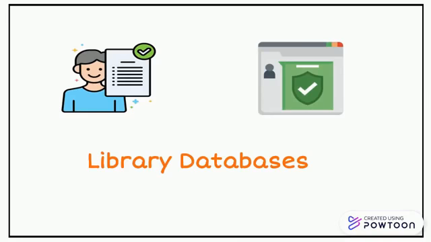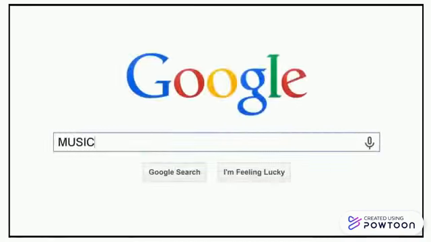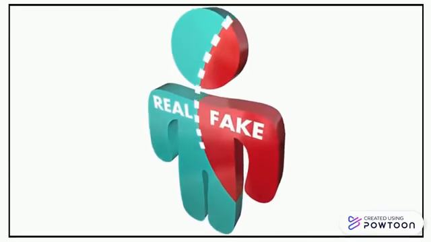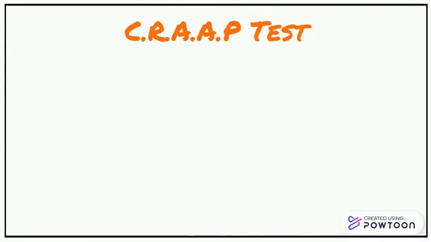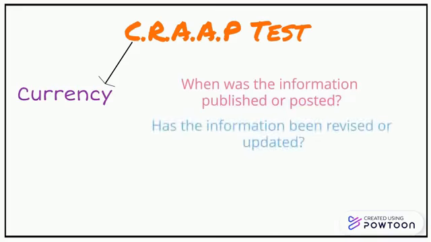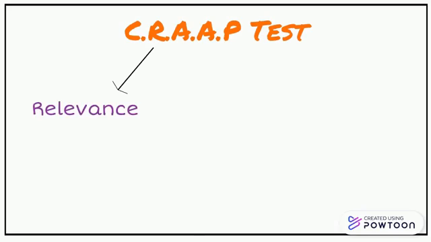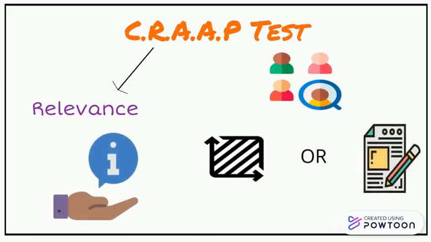Sometimes you need to use data or information from websites or other sources that are only accessible through search engines. To check the credibility of those sources, or even sources you find through databases that are not reviewed, you can use the CRAP test. CRAP is an acronym where C stands for currency, which checks the timeline of the information. That is, when was the information published or posted? Has the information been revised or updated? Is the information current or out of date for your topic? Are the links functional? R stands for relevance, which checks if the intended audience is mentioned and how much information is presented. Does it provide superficial treatment or deep analysis?